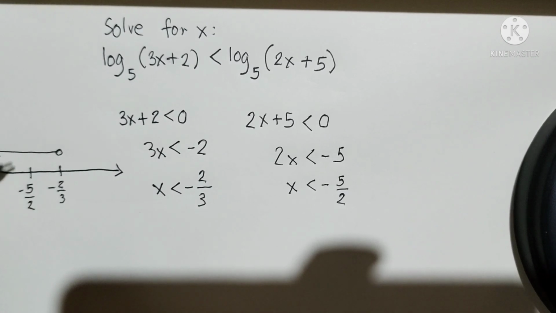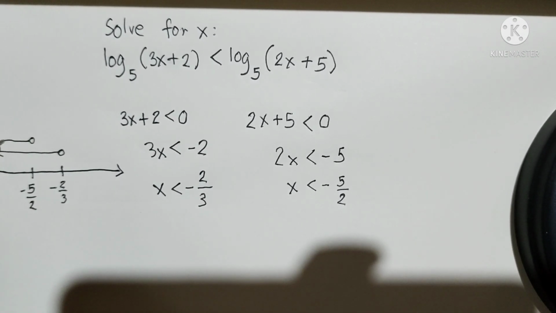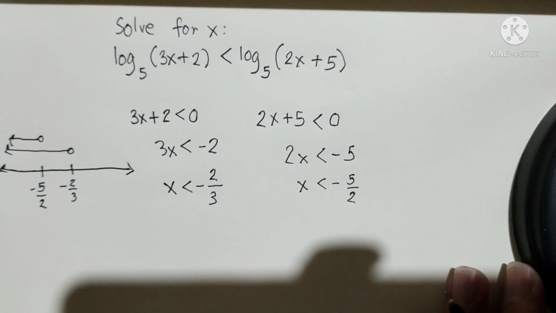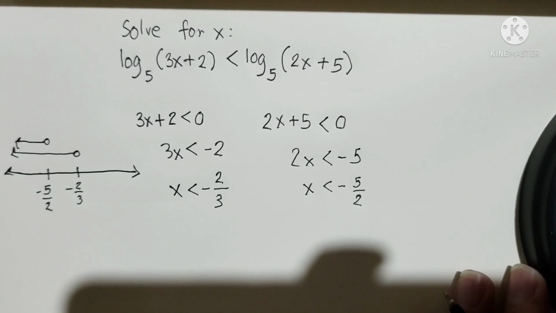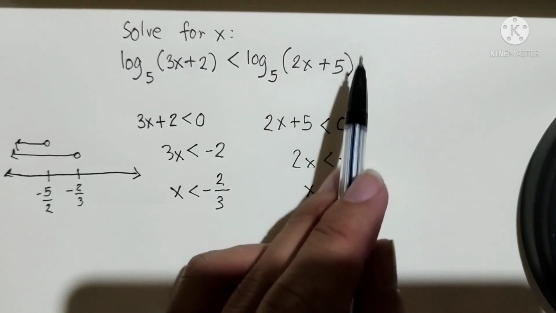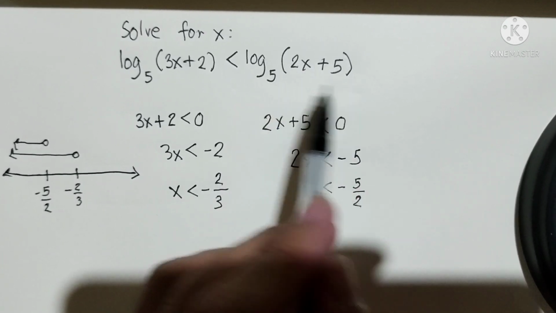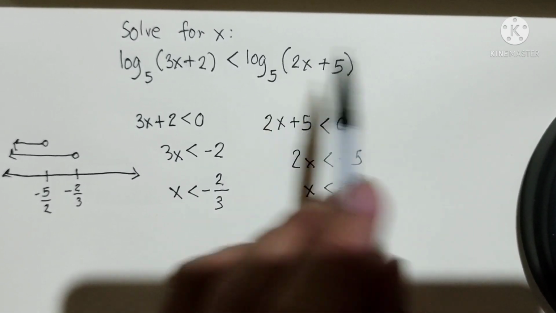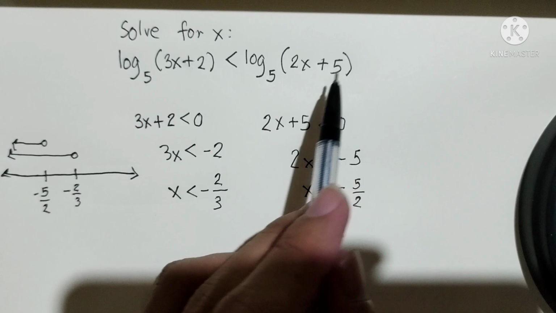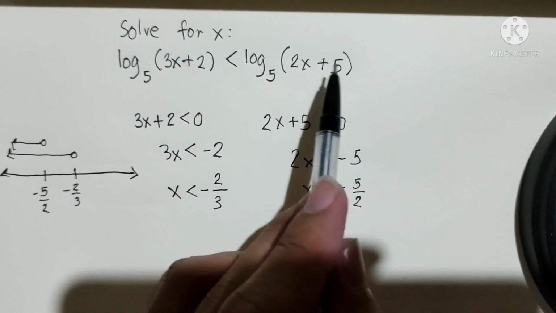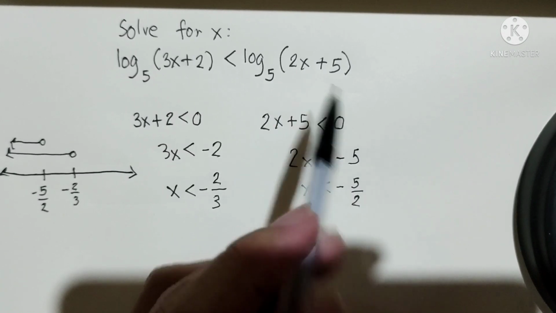Kung ito si negative 5 over 2, from that point, papuntang left forever, hindi natin pwedeng gamitin yung mga values na yon. Dahil, yun naman ay mga values that will make this expression nonsense. Kasi nga, sila yung mga numbers na magpapa-negative dito. At ayaw natin na negative ito.